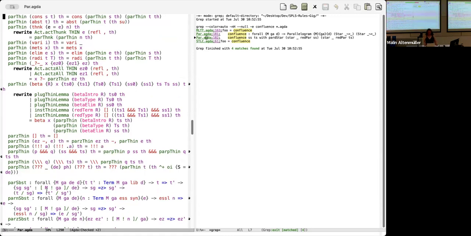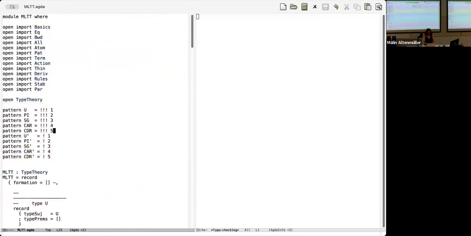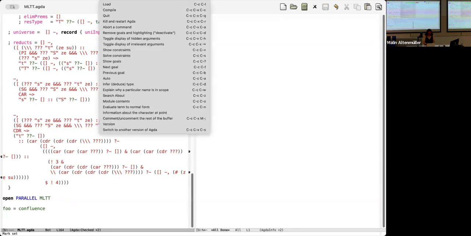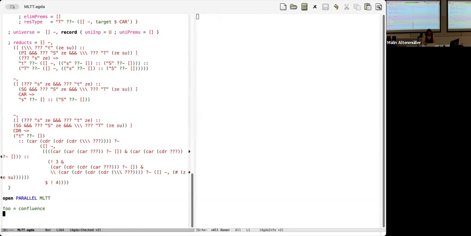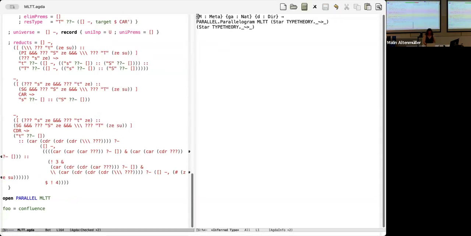And with a few minutes to go, I wonder if I go back to the Martin-Löf type theory file, so you can see, if I ask what's the type of foo, that's not very healthy. What's the type of foo?